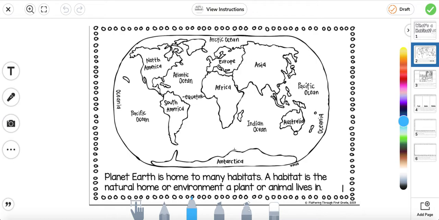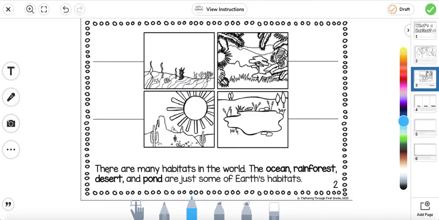It also shows us the oceans. We have the Pacific Ocean, the Atlantic Ocean, Arctic Ocean, Indian Ocean. And we are in North America. We're right there. You can color it if you want to. Okay, next page. There are many habitats in the world.